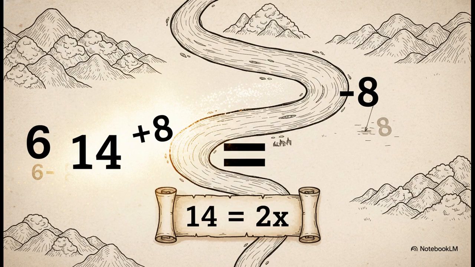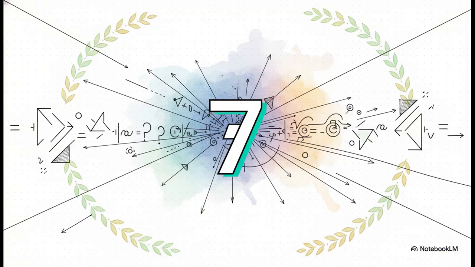We add 8 to both sides. That gives us 14 equals 2x. And now for the final blow, D for divide. We divide both sides by 2 to solve for x, and there it is, x equals 7. See how the checklist just melts away the complexity, one step at a time?